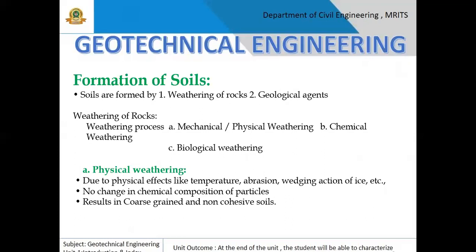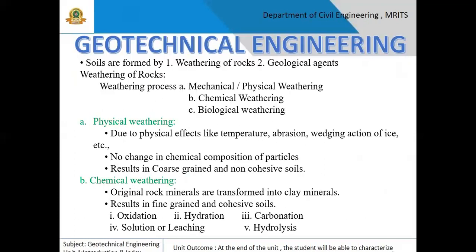It results in coarse grained and non-cohesive soils. So by physical weathering, we always get coarse grained and non-cohesive soils only. Coming to chemical weathering, original rock minerals are transformed into clay minerals. So rock minerals get transformed into clay minerals in nature. It results in fine grained and cohesive soils.